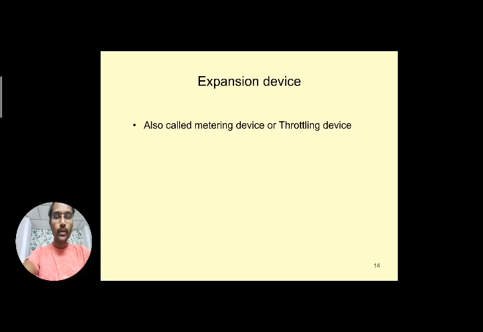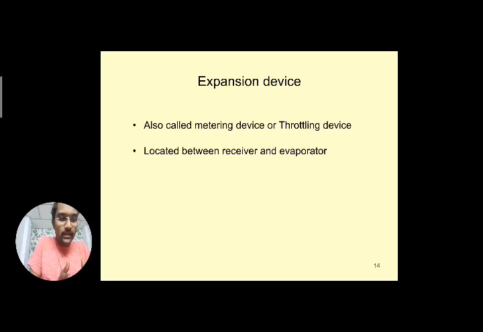It is the third main component in the refrigeration equipment. We also call it by other names: throttling device, metering device, or mostly an expansion device. The construction may be different, but the functioning is the same. If you see the location, the expansion device is just after the condenser.